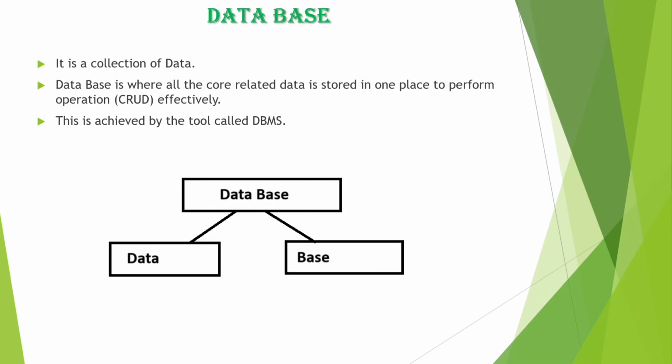What is a database? A database is a collection of data. We can break the word database into two: data and base. Data means a collection of data, and base is a location where all the data are stored. Using the database, we can perform multiple operations like insert, delete, update, retrieve.